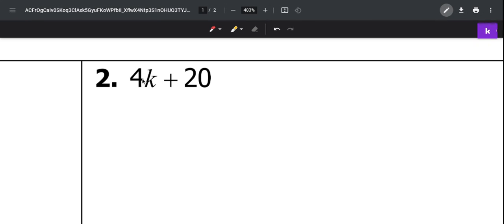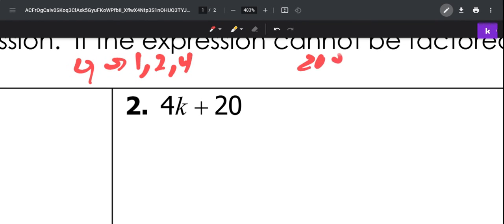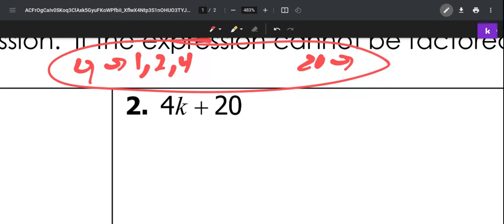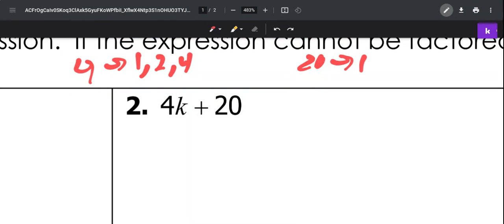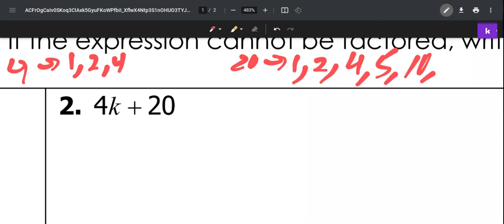Now, if we look for factors for 4 and 20, let's say, okay, what numbers will divide 4? So we know that 4 can be divided by 1, 2, and 4. We know 20 can be divided by, which you don't have to do this every time. I'm just going to do it for those of us that need to do this every time. So 20 can divide by 1. You can divide 20 by 2. You can also divide 20 by 4, 5, and let's see, 10. And then, of course, 20 by itself.